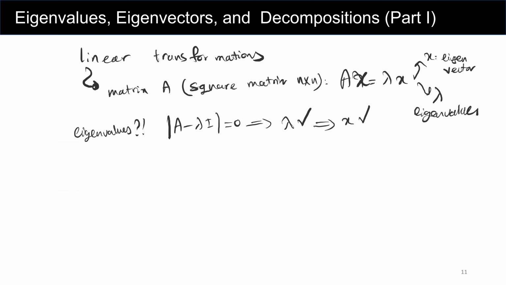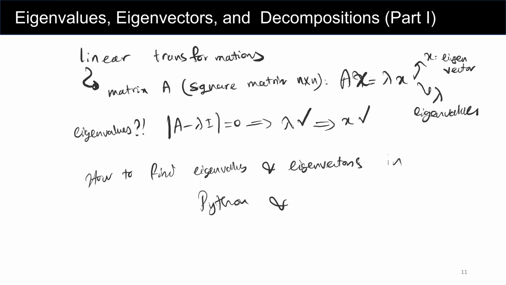Then we talked about some examples of finding eigenvalues and eigenvectors, as well as how to find eigenvalues and eigenvectors in Python and MATLAB. This is the basis for the decompositions that we are going to talk about in the follow-up lectures. So I suggest you spend some time and understand all of the details that were discussed in this lecture.